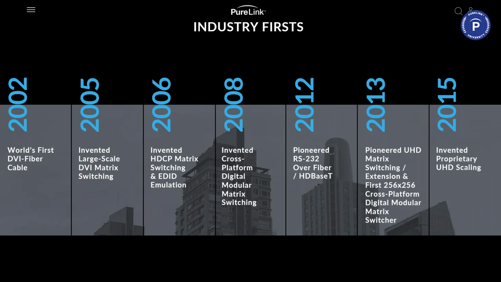So as I mentioned before, we've been around since 2002. World's first DVI fiber cable and matrix switching. We invented HDCP key management on multiple input-output systems, as well as EDID emulation on multiple inputs, modular matrix switching, and we actually were the first to pioneer RS-232 over fiber and HD-based-T transport. And the list goes on and on.